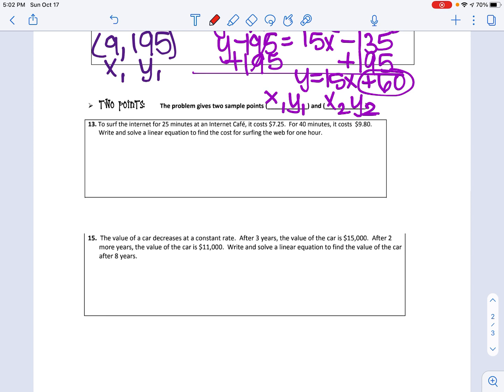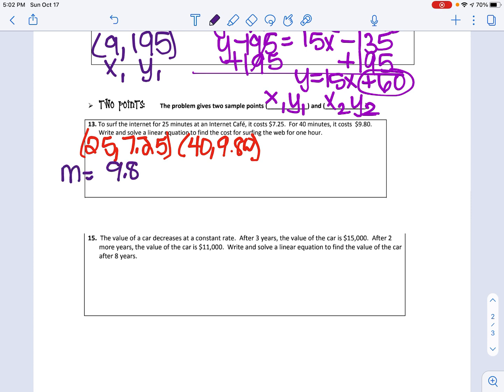So my first given sample point would be 25 minutes is $7.25. And the second given point would be 40 minutes is $9.80. So that's like my x1, y1, and x2, y2. So I'm going to find the slope first, so the rate of change. So I'm going to do 9.80 minus 7.25 divided by 40 minus 25.